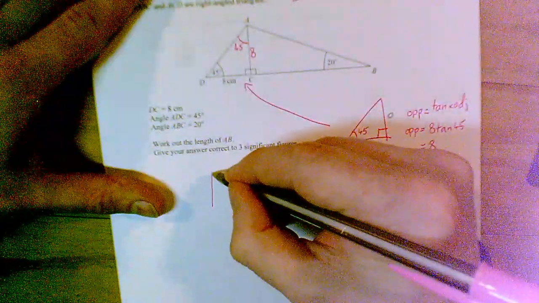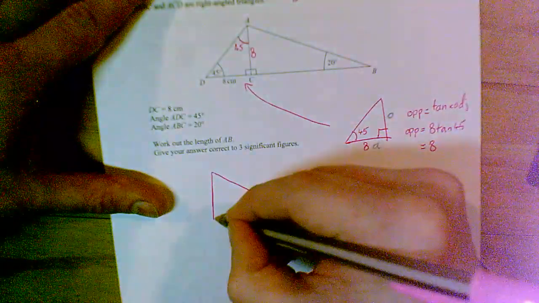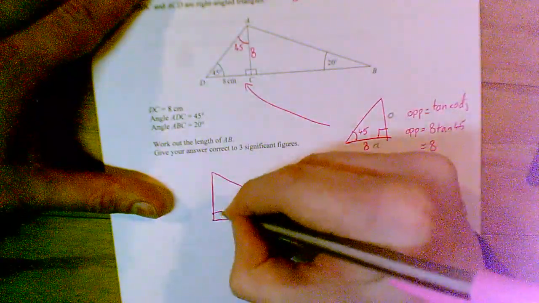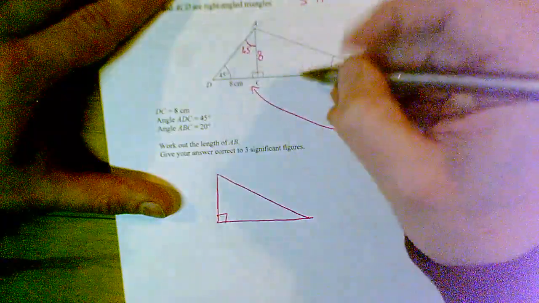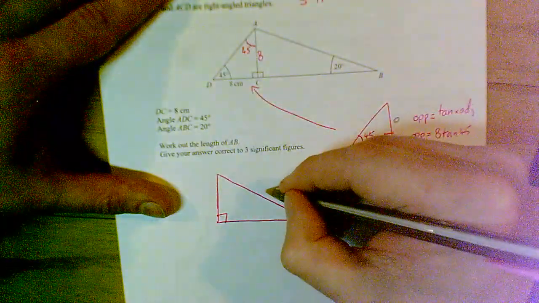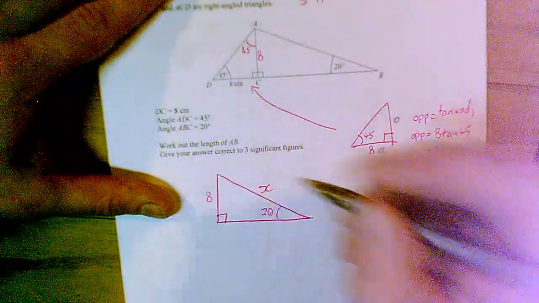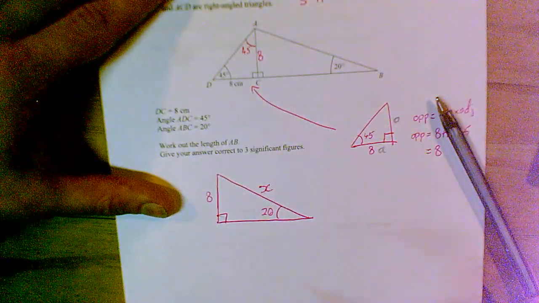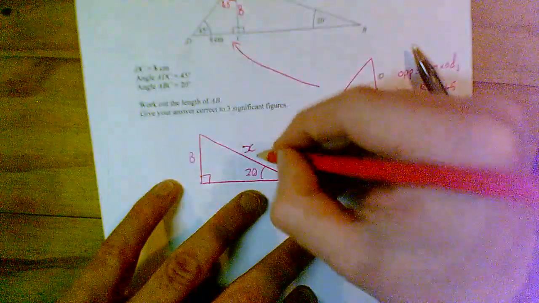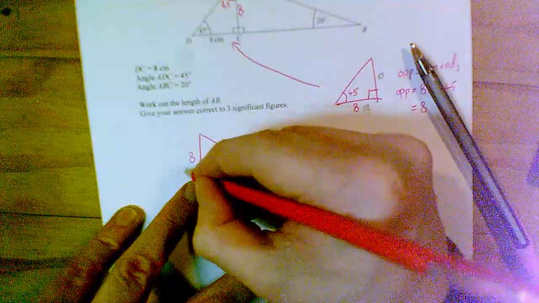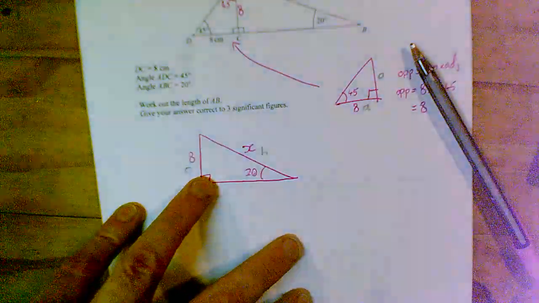Right, so now I've got this triangle. I'm just going to draw it again so I don't get confused. Good hint for the exam, especially when you've been drawing lots of things. So I've got this triangle here. I'm trying to find out AB, so I'm going to call that X. That angle's 20. That length is 8. Alright, trigonometry. I'm trying to find out the hypotenuse, and I have information about the opposite.